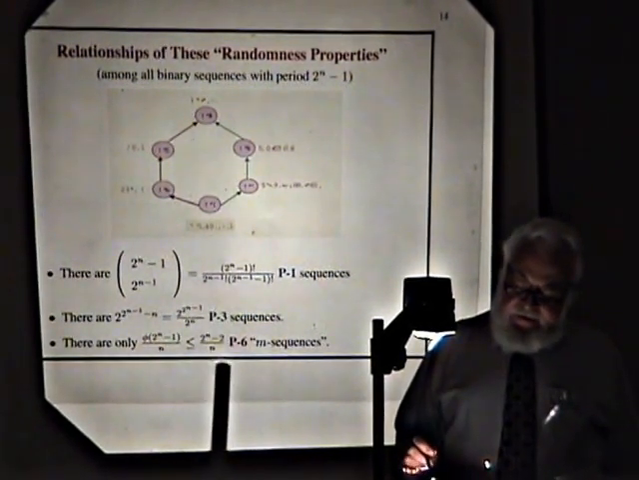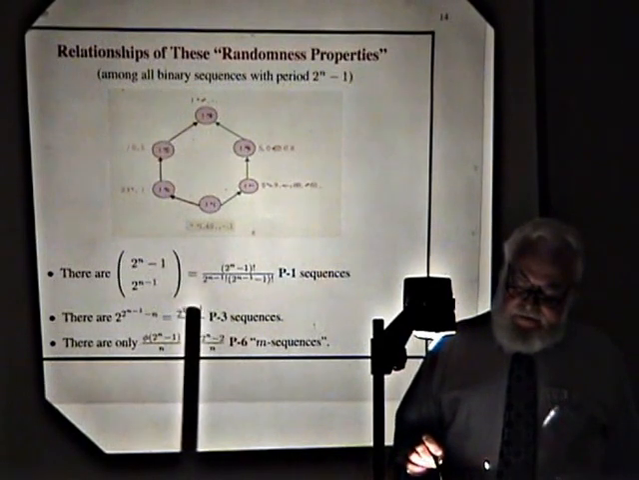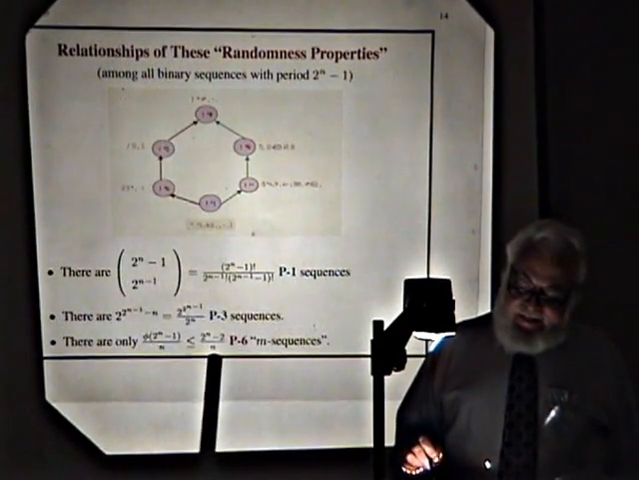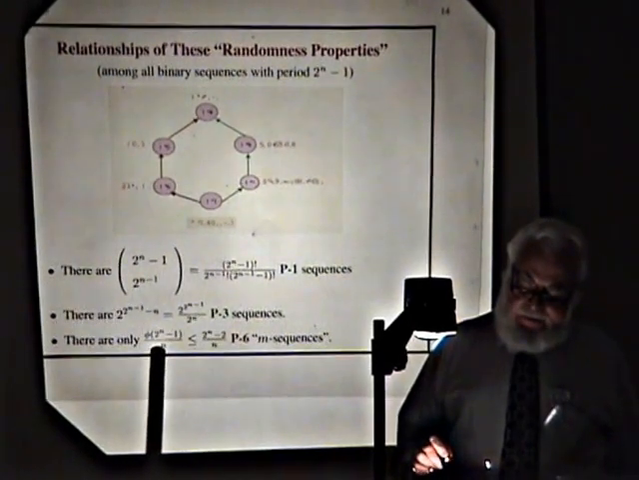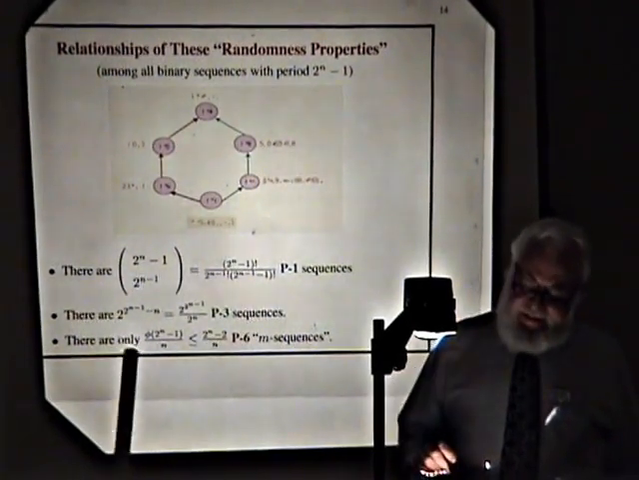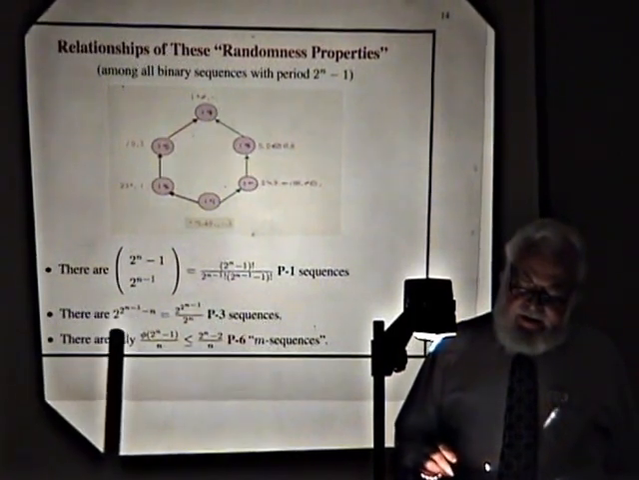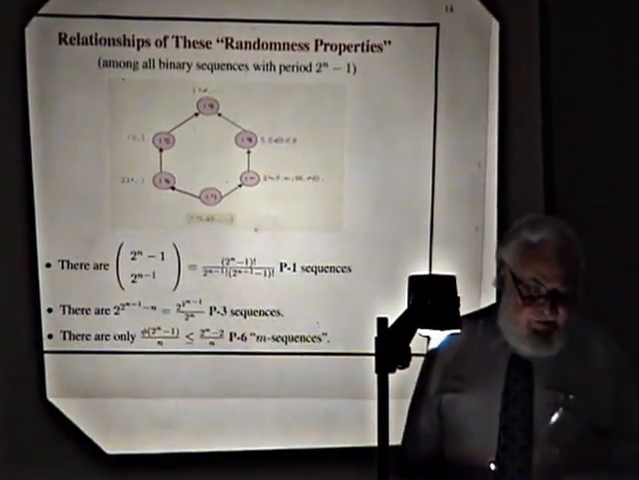So if you sort of take the log to the base 2 of the numerator and of the denominator here, that's an approximation to this number, which tells you that these are very rare among all of the span n sequences.